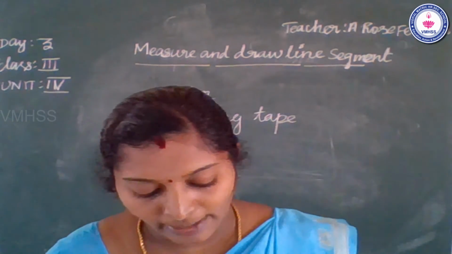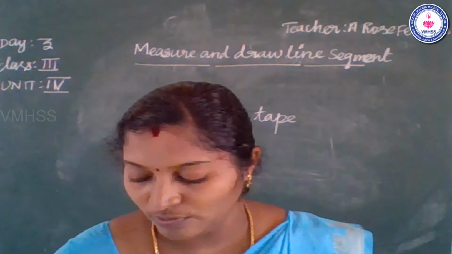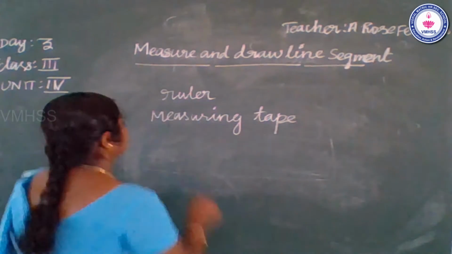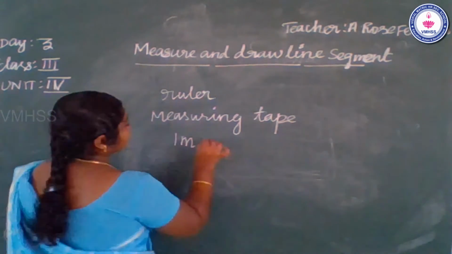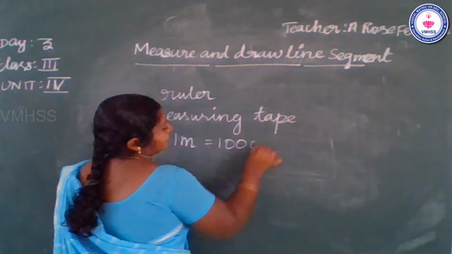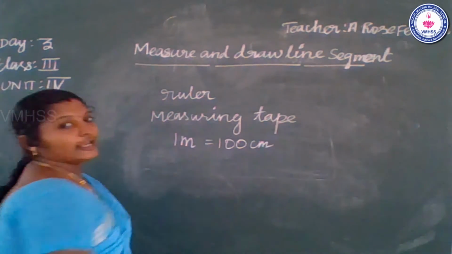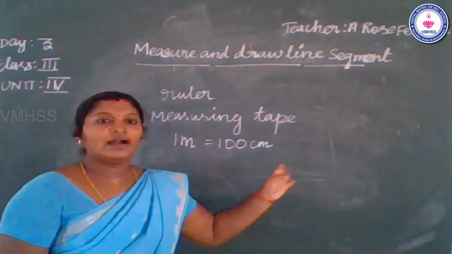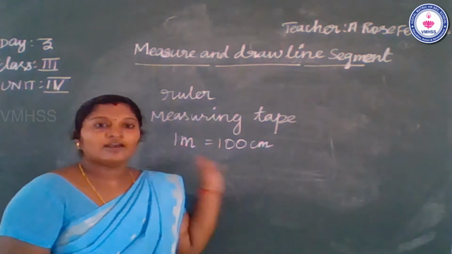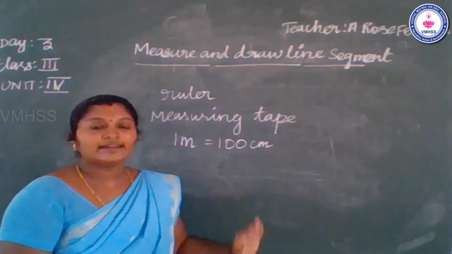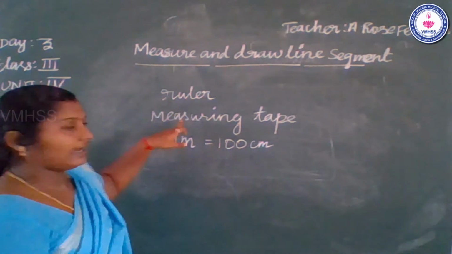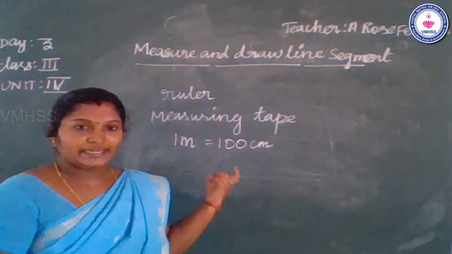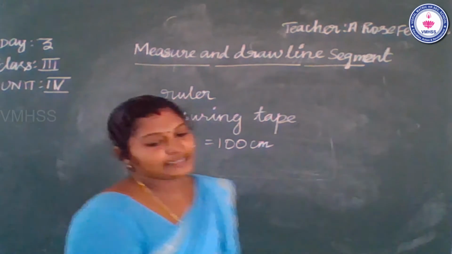Next one, measuring tape. See the board. 1 meter equals 100 centimeter. Uniform units are ruler and measuring tape. So 1 meter equals 100 centimeter.